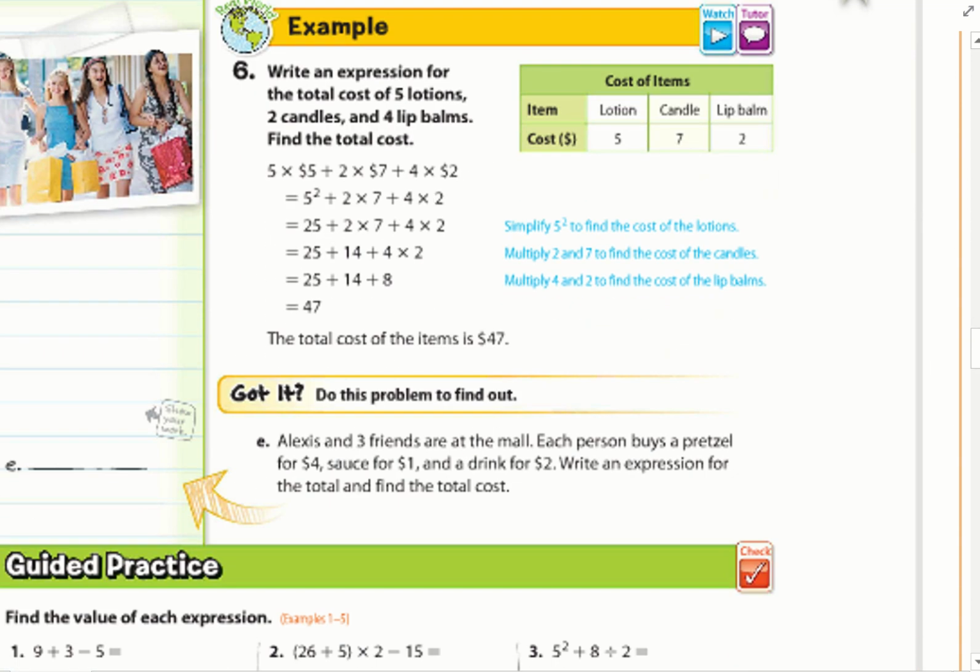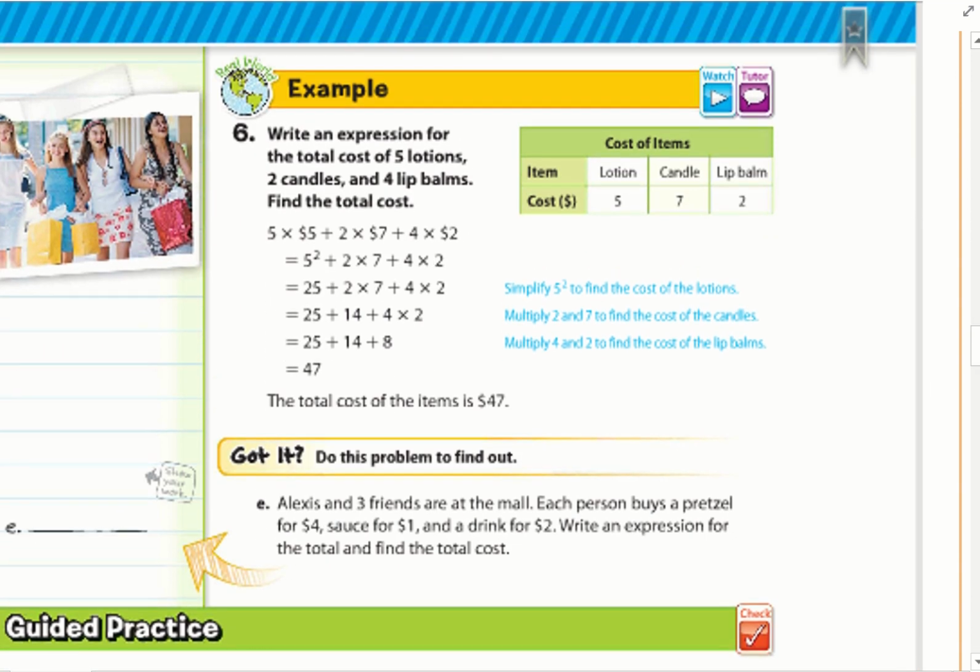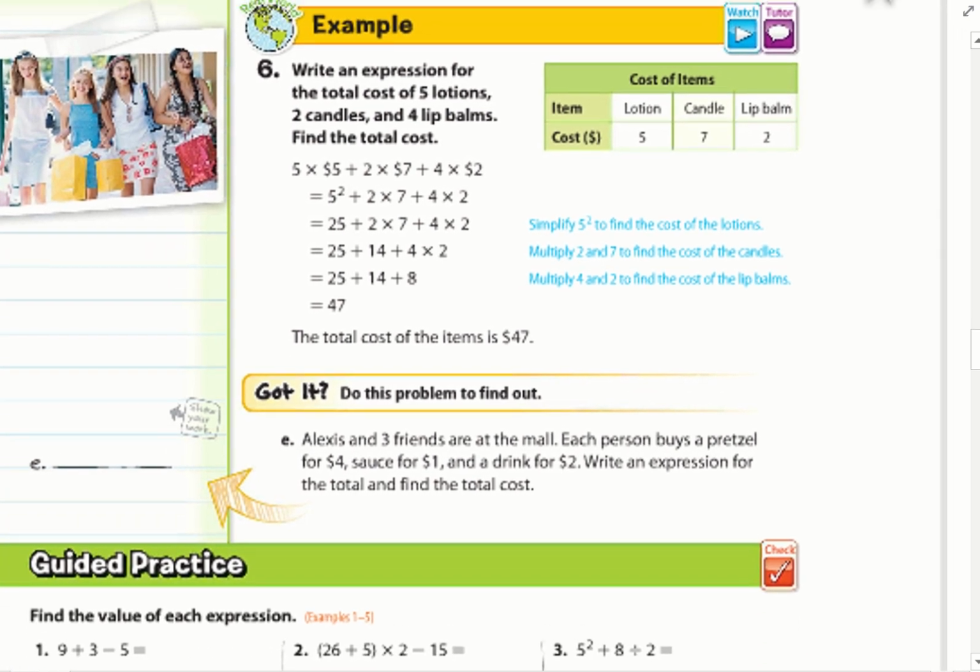We have to use the order of operations. It says write an expression for the total cost of 5 lotions, 2 candles, and 4 lip balms. So lotions 5, so 5 times 5. Candles, we're getting 2, so 2 times 7. 4 lip balms is $2 each, so 4 times 2. And then we just find the order of all the operations. So 5 times 5 is 5 squared, which equals 25. And then 2 times 7 is 14. And then 4 times 2 is going to be 8. So we end up with 25 plus 14 plus 8. And that's going to equal $47. So go ahead and try E.